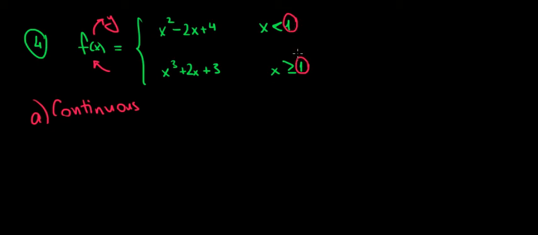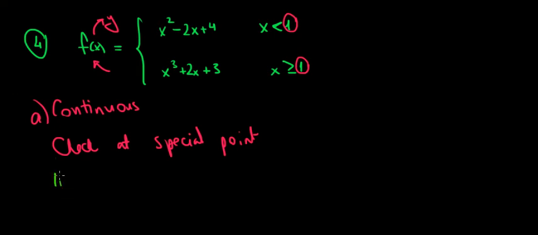So the signal in the mind is that we have to check continuity at the special point. Check at special point. And remember the criteria. The criteria is that we want to have the limit of x approaching that value from the left.